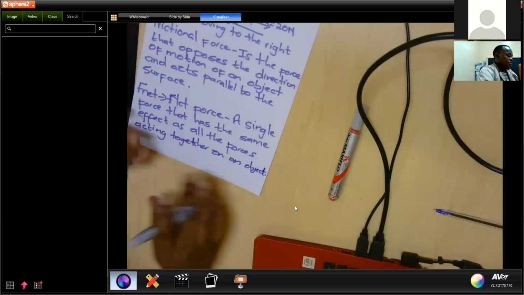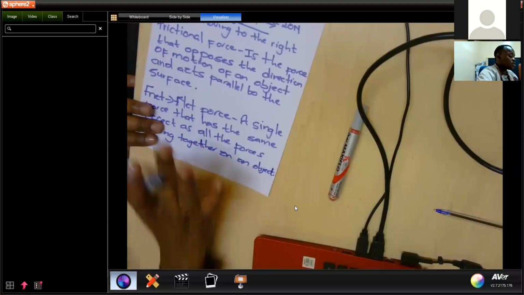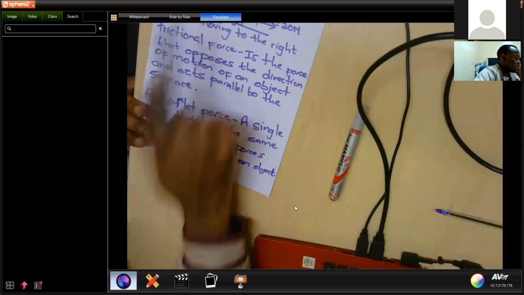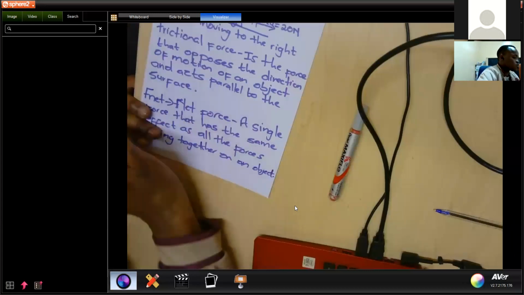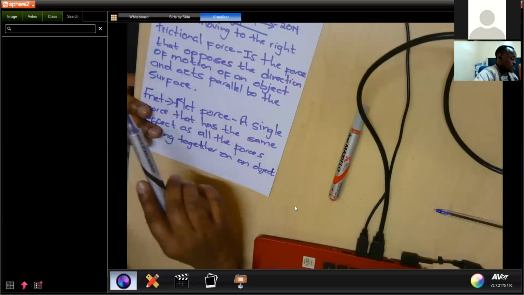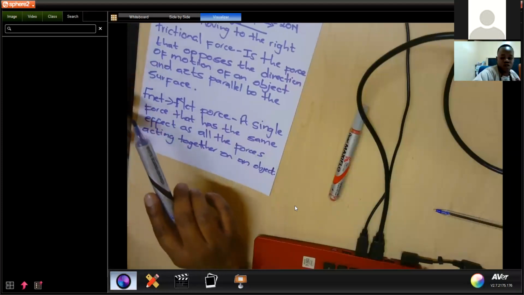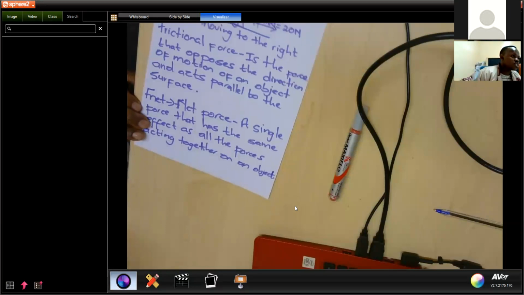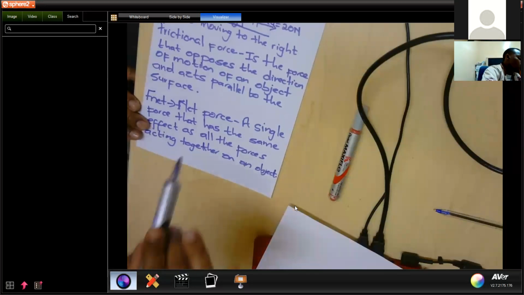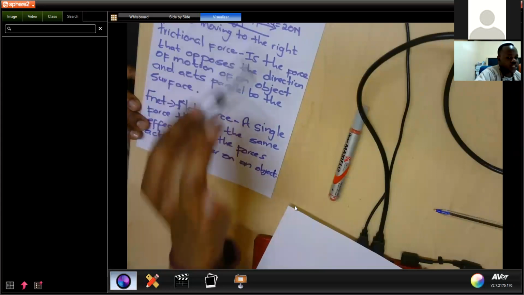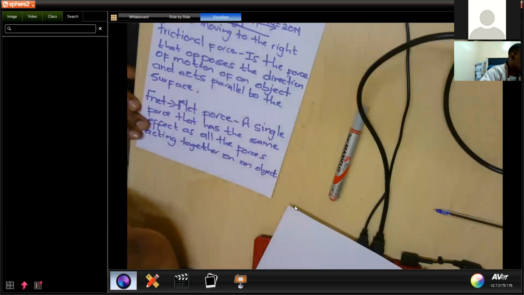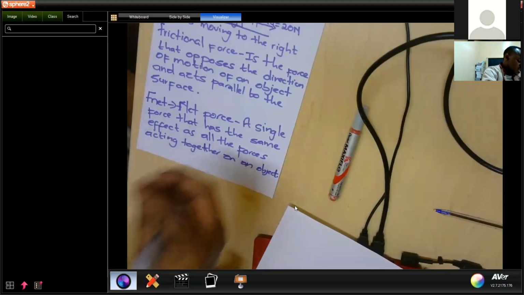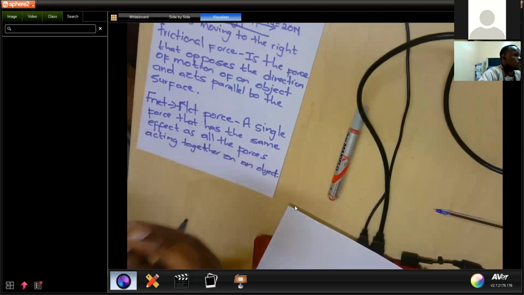Now, here I have my object. Two forces are acting on this object. One is an applied force of 20 newtons to the right, and the other one is the kinetic frictional force of 3 newtons to the left. Now, in this object, these are not the only forces that are acting on the object, and we must be able to identify all the other forces that are acting on the object. Now, when we know all the forces that are acting on a particular object, that is when we are able to then determine the net force, which is a single force that has the same effect as all the forces that are acting together on an object.